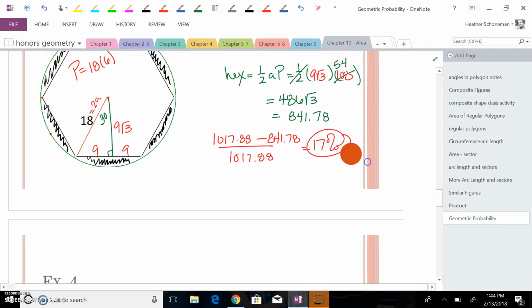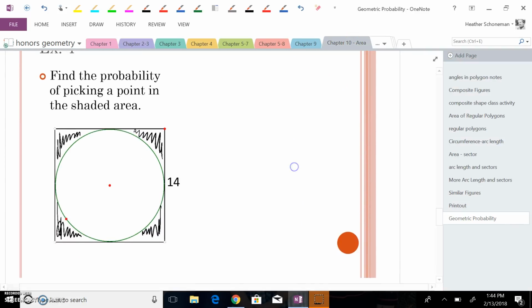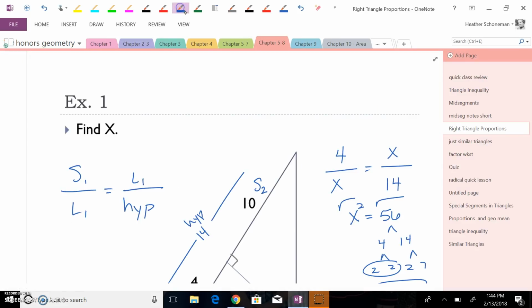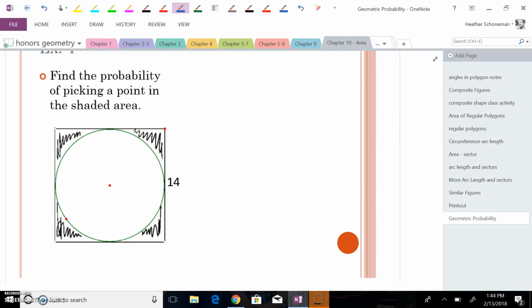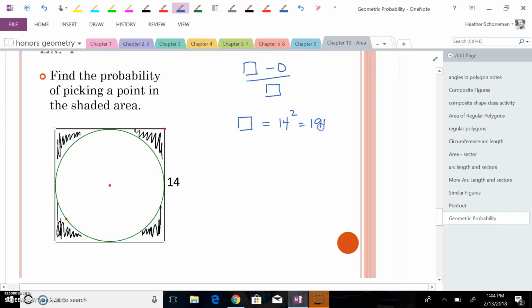Whoops. Let's go back. Alright. Now we need number 14. So you can probably tell me the plan. I'm going to be doing square minus circle divided by square. Okay, so the square is easy. That's just 14 squared, which is 196. The circle is pi times, well, 14 goes all the way across, but I just want halfway across, which would be 7. So it would be 49 pi.